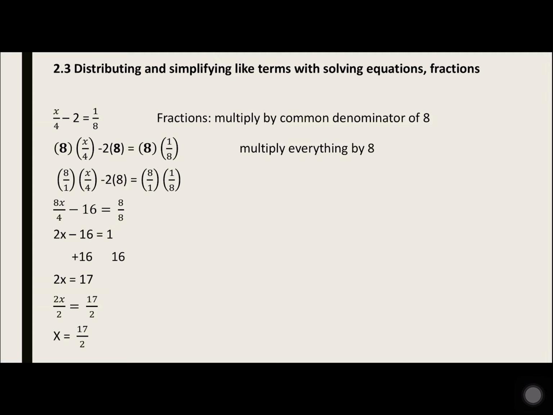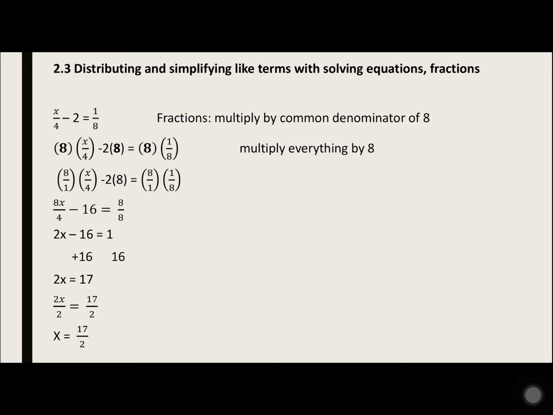So multiply straight across. 8 over 1 times x over 4 is 8x over 4. In the middle, minus 2 times 8 is minus 16 equals, on the right, 8 over 1 times 1 over 8 is 8 over 8. We could also have cross-multiplied. Okay, multiply straight across. Now I'm going to reduce.